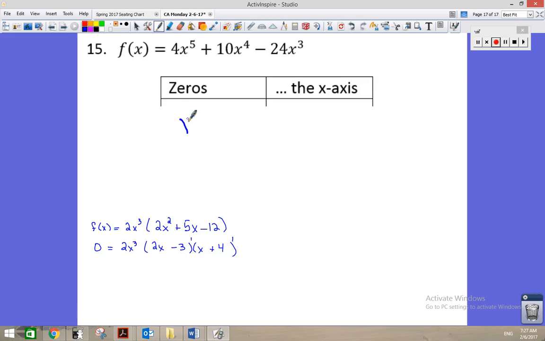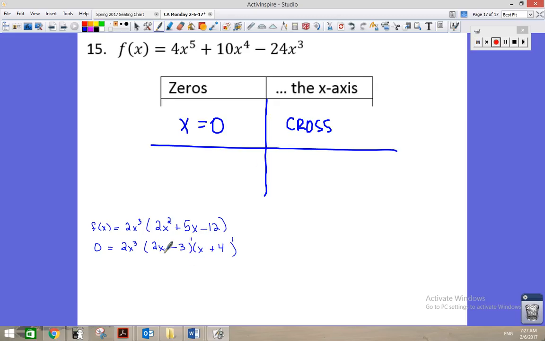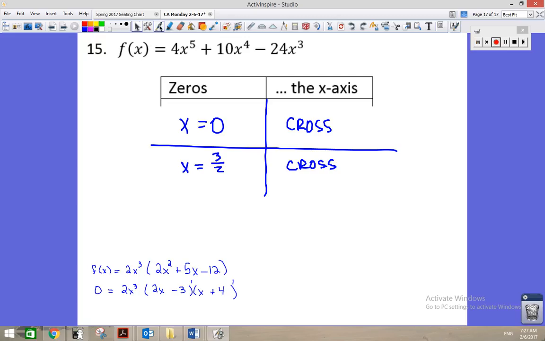We have x equals 0. That has a multiplicity of 3. 3 is an odd number, so it's crossing the x-axis. And here, if we add 3 and divide by 2, its multiplicity is 1, so that's also a cross. And then finally, we've got negative 4 plus positive 4 gives us 0. And that's also a cross.